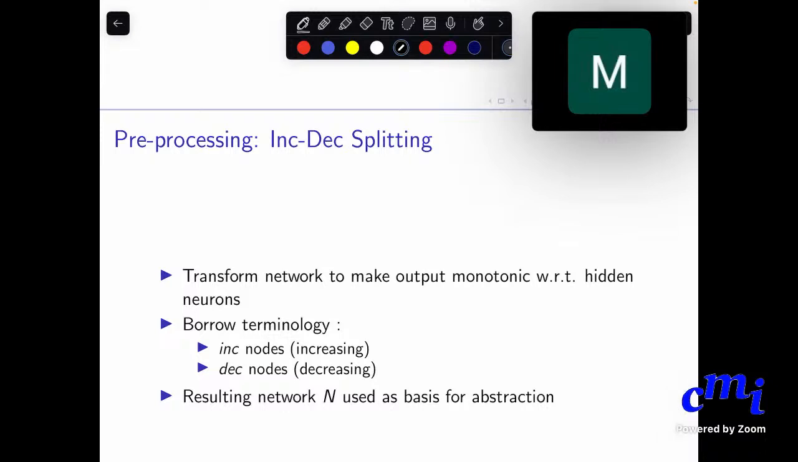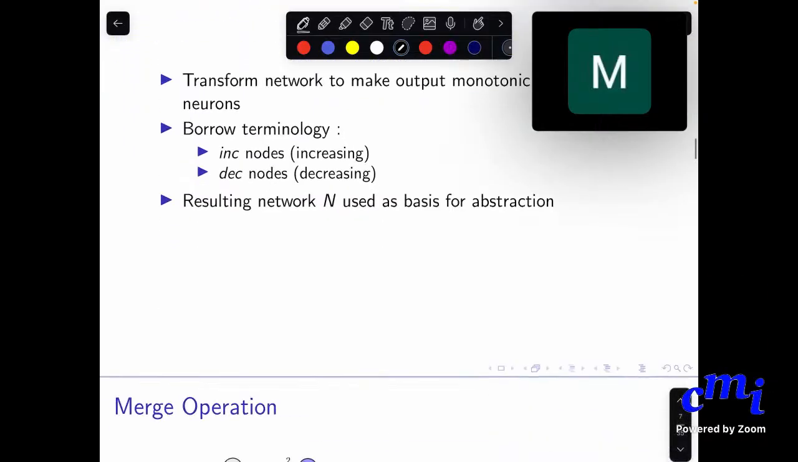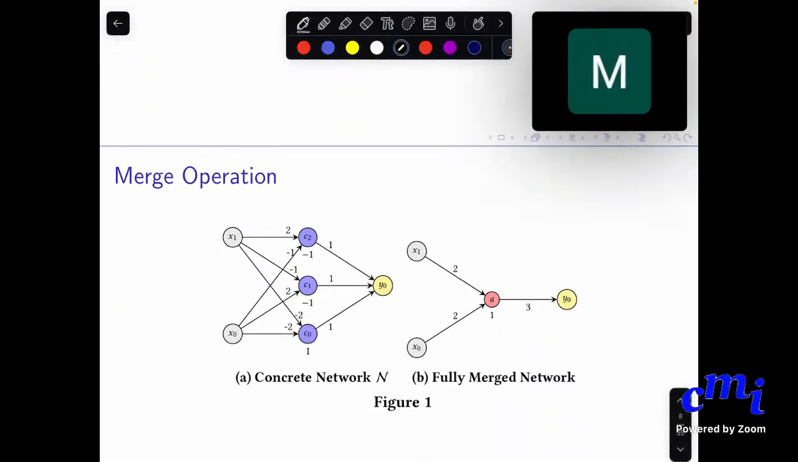For a given node in the hidden layer, if increasing the value of that node results in an increase in the output of the neural network, we call it an inc node. If increasing the value of the neuron in the hidden layer causes a decrease in the output of the neural network, we call it a dec node. We will follow this notation henceforth.